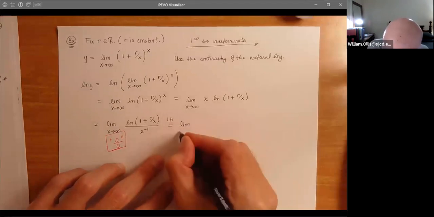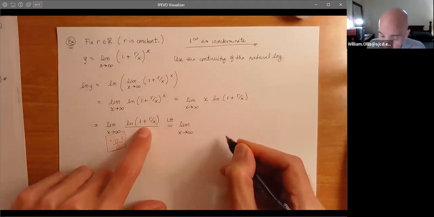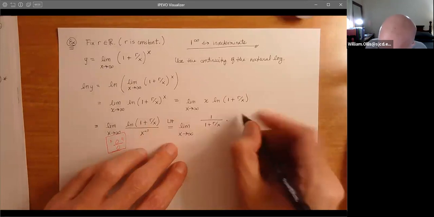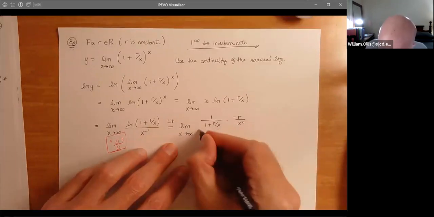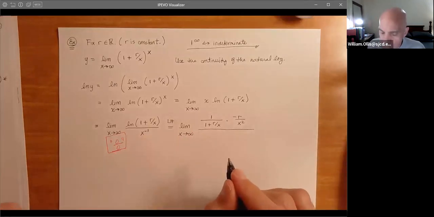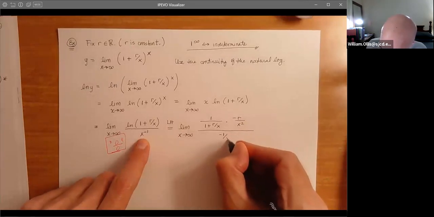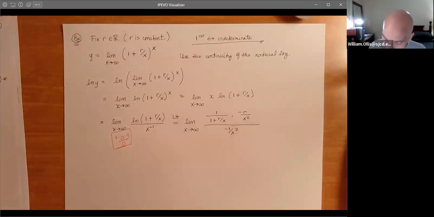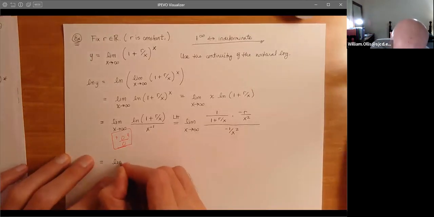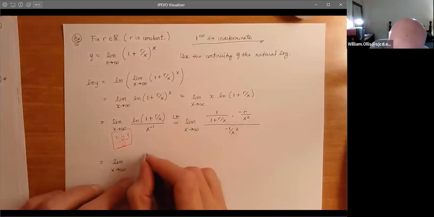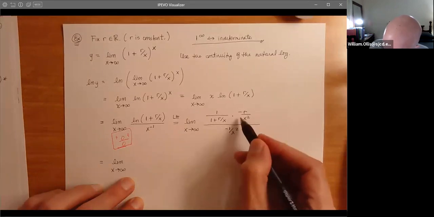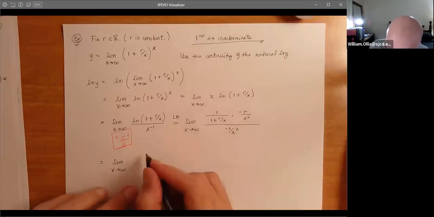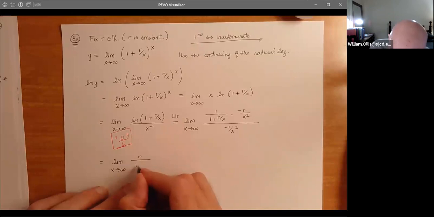So now we have the limit as x approaches infinity. So now we just take the derivatives. We have 1 over 1 plus r over x times, well, the derivative here would just be negative r over x squared. You learn how to do that in Calculus 1. I mean, 1 over x, that's the easiest derivative to take. And then, of course, here we just get negative 1 over x squared. Now, the nice part about this is that all the problems go away. The x squareds absorb and the negatives absorb. So we get the limit as x approaches infinity of r divided by 1 plus r over x.